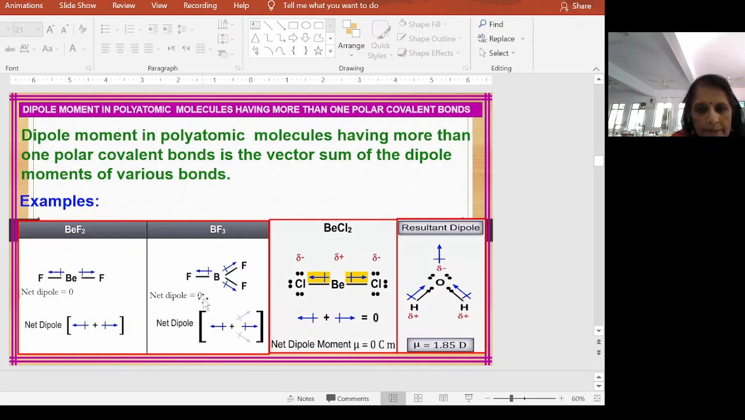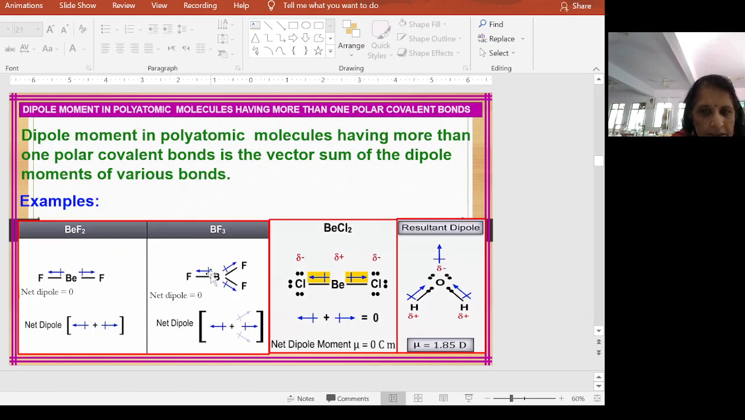Let me take a very simple example to explain this. If two people are pulling a table towards themselves, and on the other side there is one person having a force equal in magnitude, then what will happen?